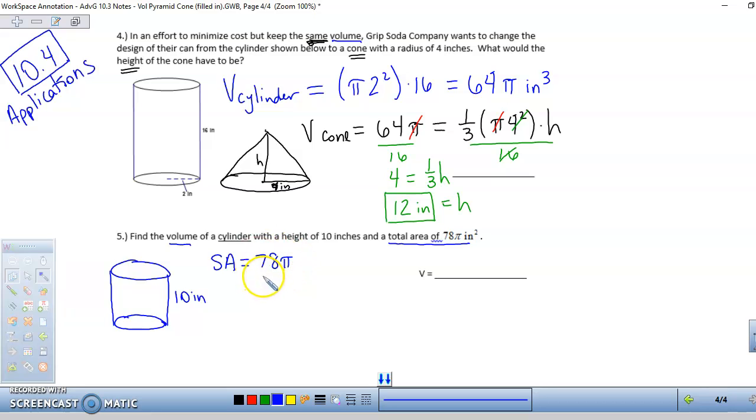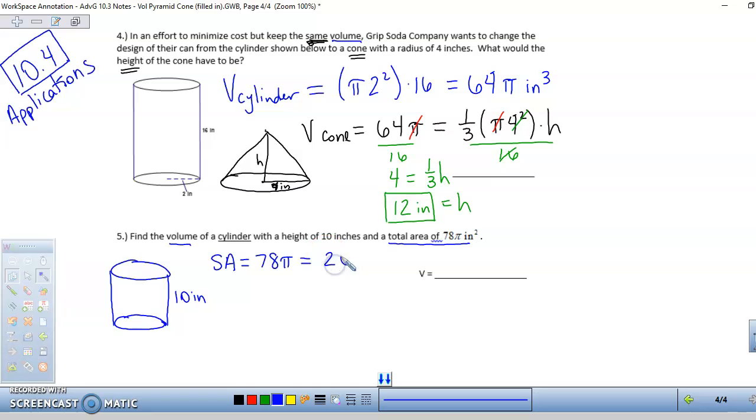And again, you're not going to know where it's going to go until you start writing things down. So always write things down. Don't just stare at a blank piece of paper. You need to write things down as you go. So let's think about it. Surface area is 78 pi. All right, so let me write some things down.